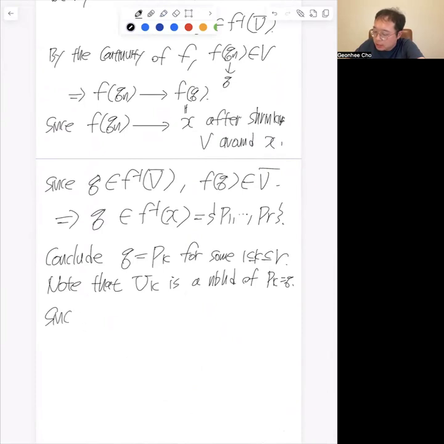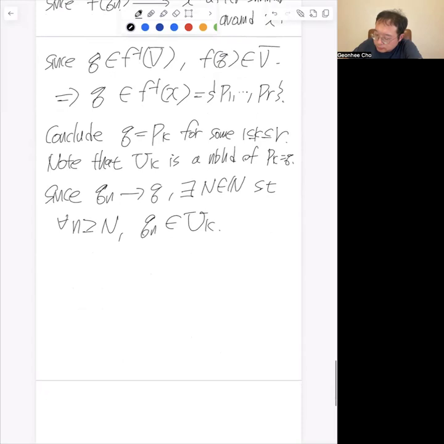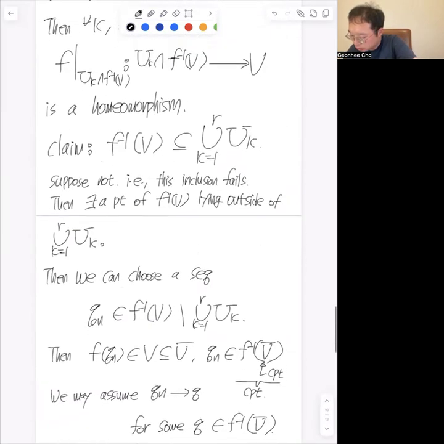Which is q, but we said q sub n goes to q as n tends to infinity. So there must be an index, the capital N, such that for any index greater than or equal to it, q sub n must be a point of u sub k. But we said q sub n should not be a point from this set. So that was our construction.